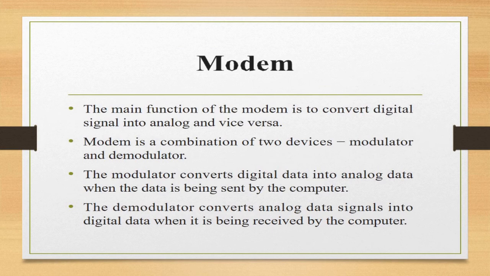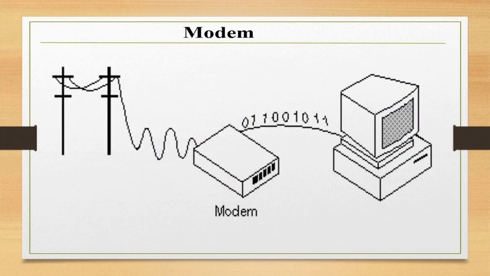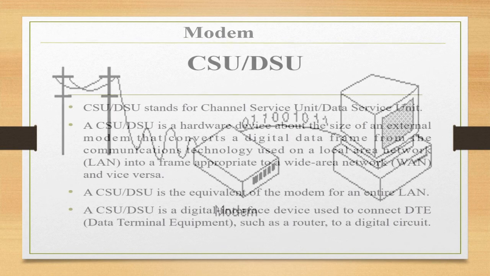Modem is a combination of two devices, modulator and demodulator. The modulator converts digital data into analog data when the data is being sent by the computer. Demodulator converts analog data signals into digital data when it is being received by the computer.